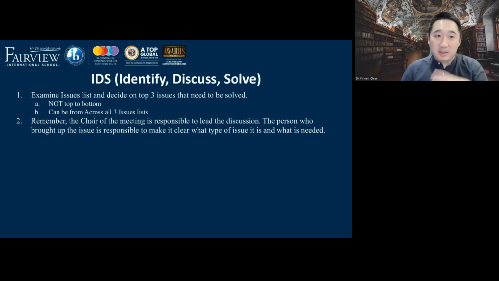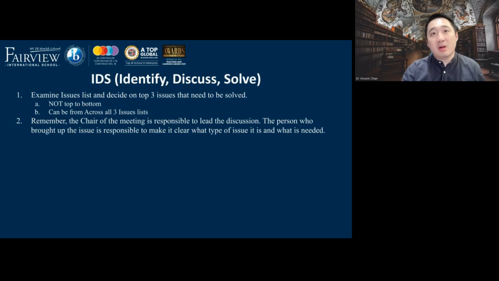I prefer to have it done in the previous meeting so people have time to prep. Okay. It's important that you don't go through the list from top to bottom in the order that they were brought up, because that's not necessarily the most effective way of doing things. And it can be from any of the 3 issues lists. Now, obviously, if one of your bosses told you, this needs to get done by this date, I guess it's going to turn up as a priority then. Okay.